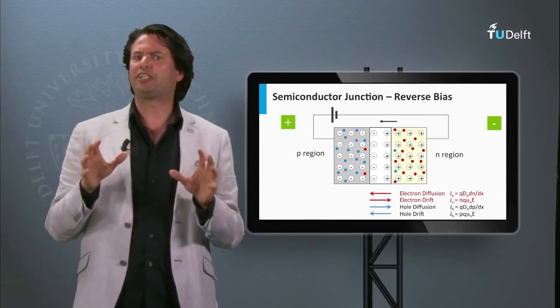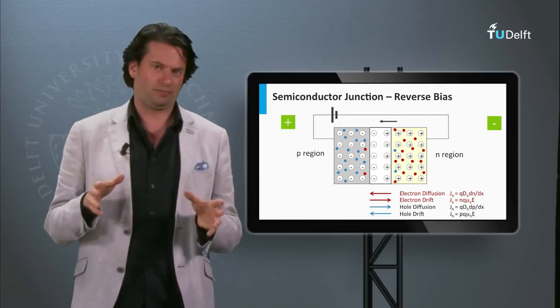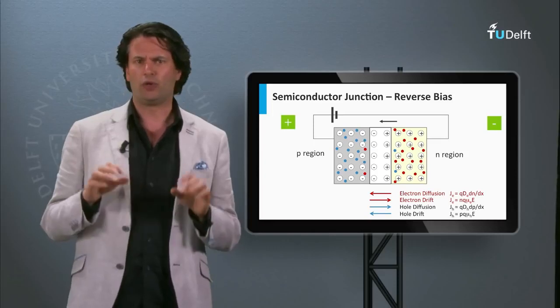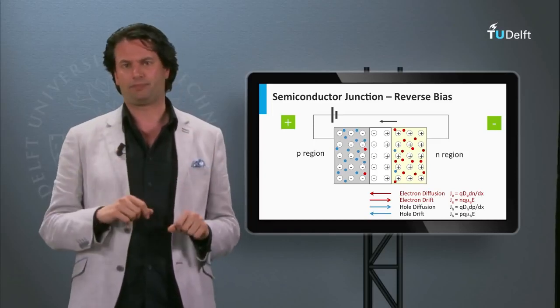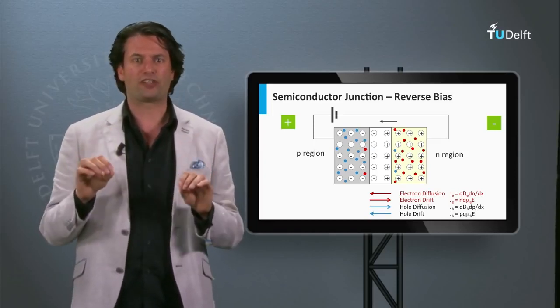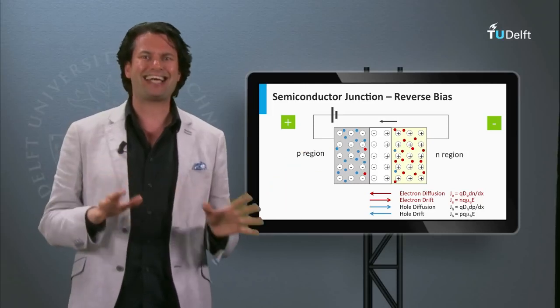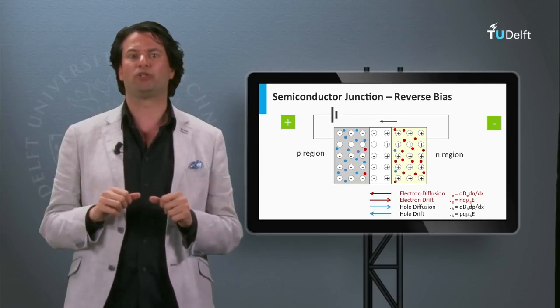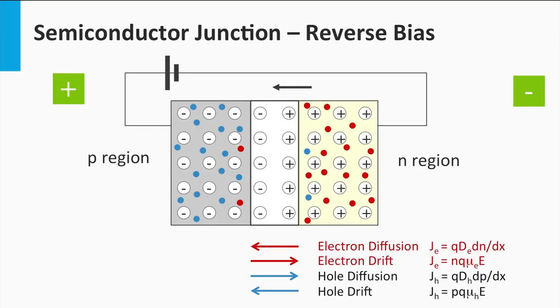We can do the opposite of forward biasing as well. We can apply a reverse bias over the p-n junction, which is still in the dark. The voltage at the contact of the p-doped side is negative and the voltage at the contact of the n-doped side is positive. The built-in electric field indicated by the black arrow and the applied electric field across the depletion zone indicated by the green arrow are now pointing in the same direction.